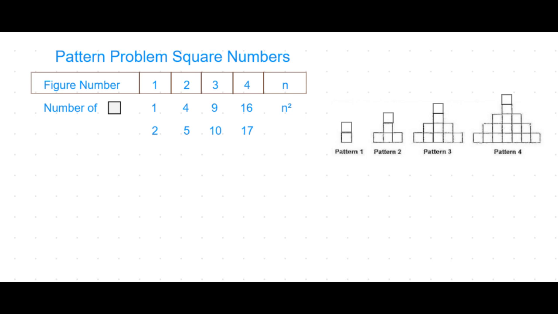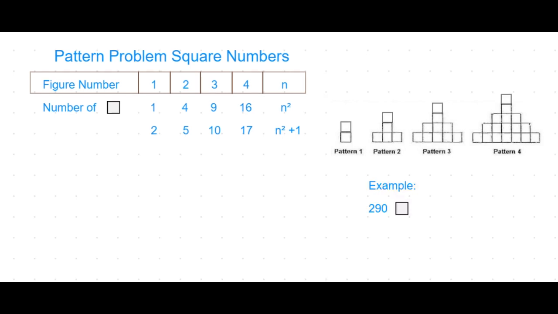So if this is given, you know that pattern number 1 will have 1 square. So anything that is in excess would come as plus 1 in the formula. So this pattern is n square plus 1. So given this pattern, if the question was which pattern number would have 290 squares? We just have to equate n square plus 1 is equal to 290. n times n should be 289. So n is equal to 17. So pattern number 17 would be the answer.